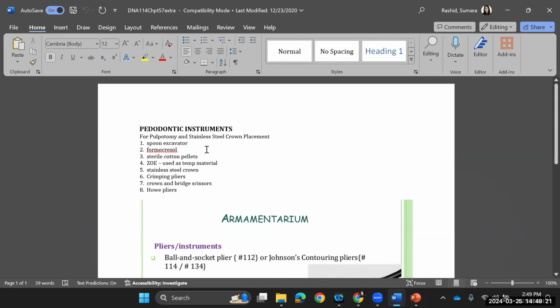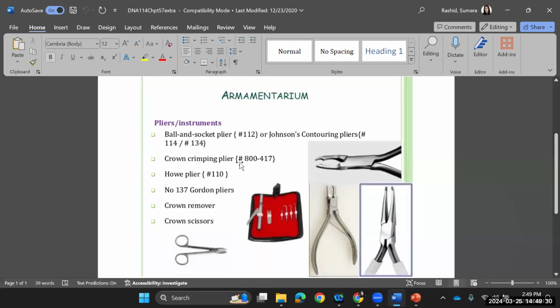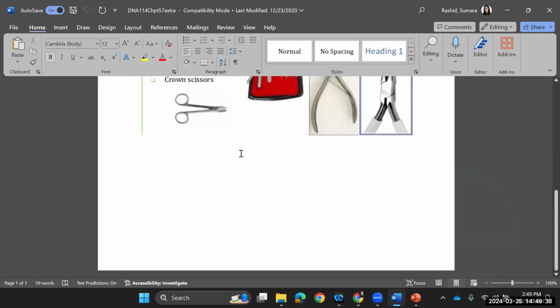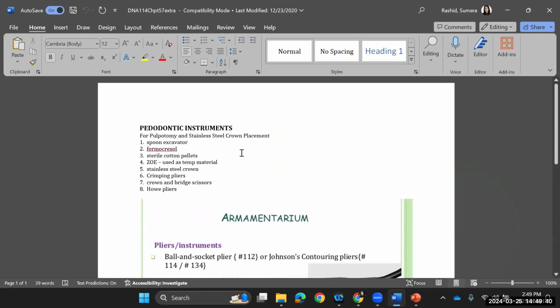The spoon excavator, formocresol, the pellets, the ZOE, the stainless steel crown, crimping pliers, the scissors, and the Howe pliers, okay? So the armamentarium is very helpful for you guys to know, especially for those of you that would like to go into ortho or that would like to go into pediatrics. This is really helpful to know. So I just wanted to show you this for your own reference. Okay, thank you.